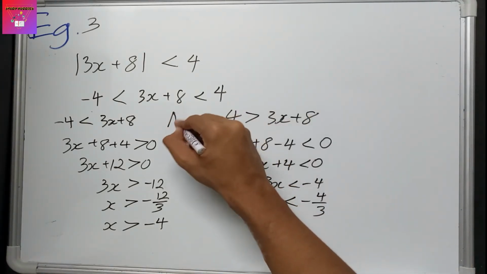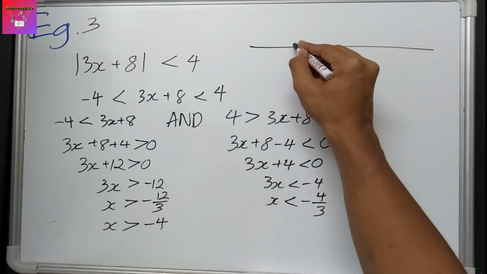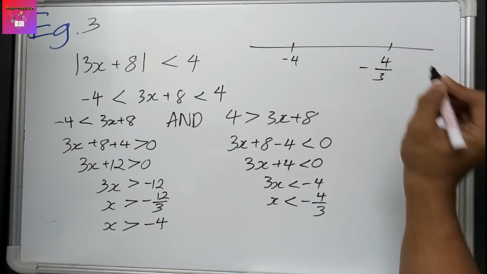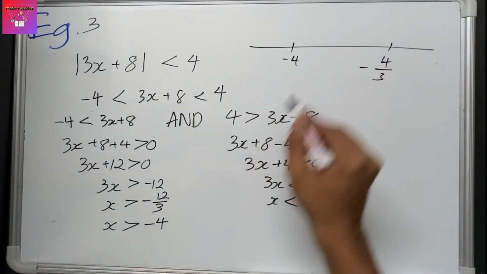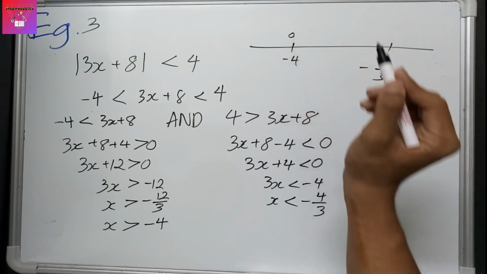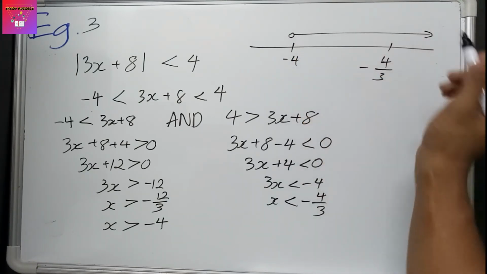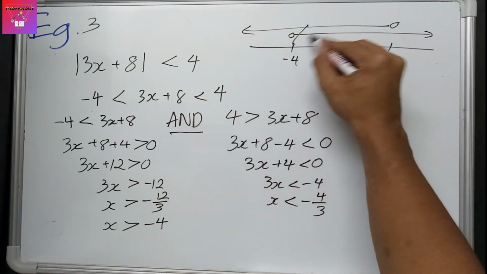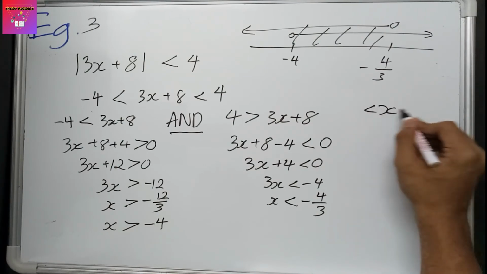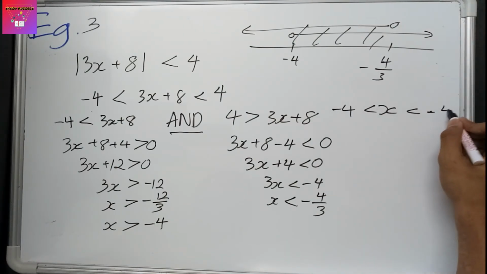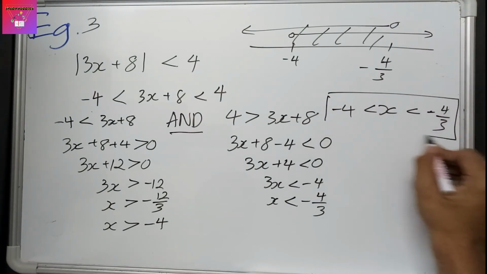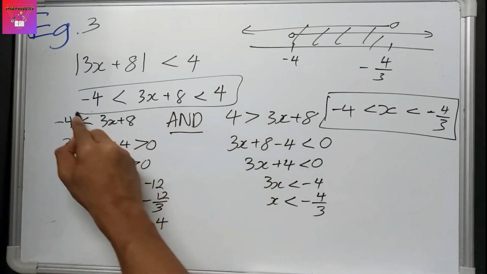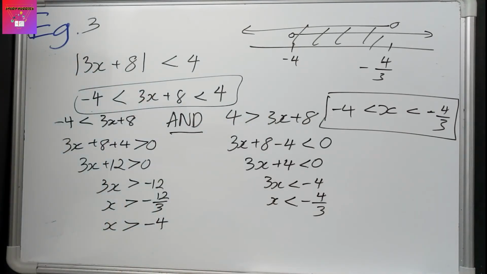would get an answer. After we do a number line, we are going to get negative 4 over 3. So x is greater than negative 4, which means it's going to move somewhere here, and x is lesser than negative 4 over 3 is going to move somewhere here, and since it's an and, we are going to choose the middle part, and therefore the answer is going to be negative 4 over 3. So this is the answer for this question. So to know how to solve this part, I would recommend you to watch my previous video on inequalities.